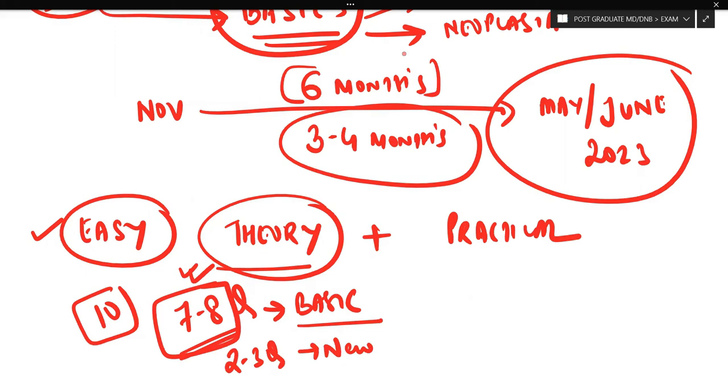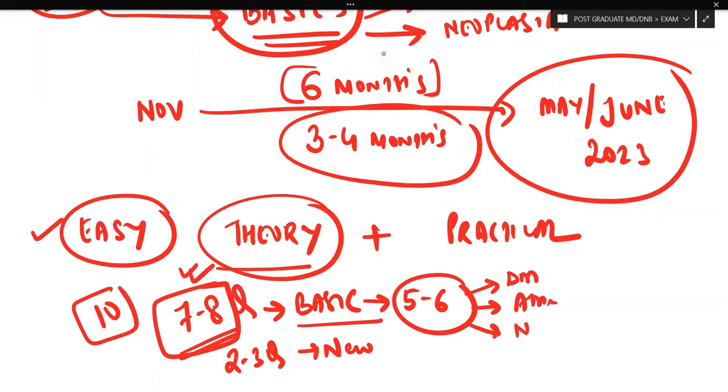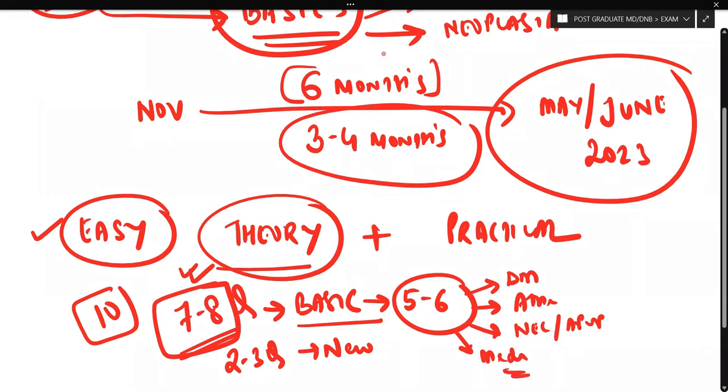Now, out of these 7 to 8 questions, you will see the majority of them are very basic questions. You will see that at least 5 to 6 questions are such. For example, they will ask a question regarding diabetes mellitus. Or they ask you a question about atherosclerosis. Or they ask direct questions on necrosis or apoptosis. Or they ask you questions directly on the mediators of inflammation. These are some very direct and basic questions. So you have to master these basics very well. This is very, very important.